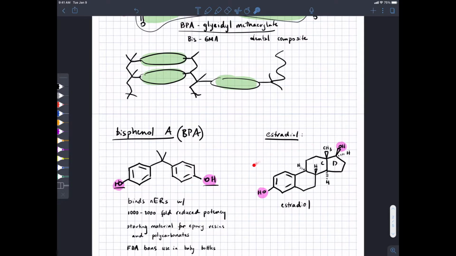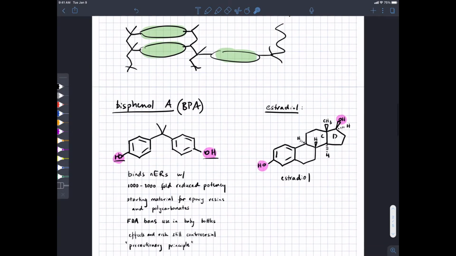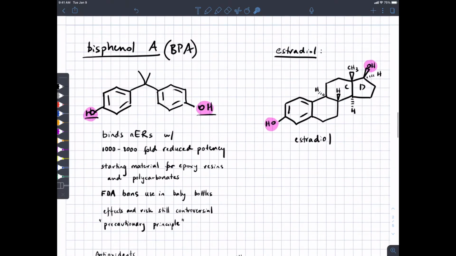So here is the structure of estradiol. Like bisphenol A, it has a phenol functional group. And then on the other side of the molecule, there's not a benzene ring, but it sort of has those 2 OH groups at sort of similar distances. And so there's some concern that if BPA leaches out of a polymer, it could have unintended developmental effects. And so the FDA bans its use in baby bottles. The risk is still controversial, and this leads to the concept of the precautionary principle.